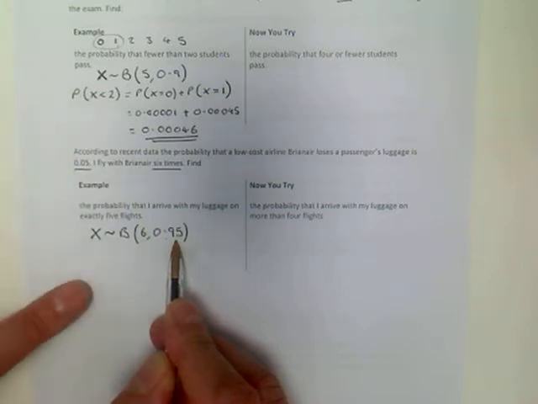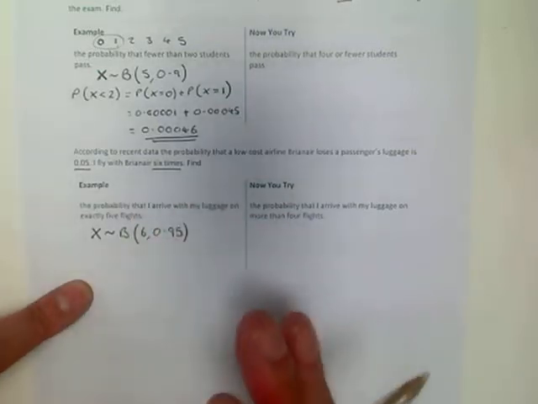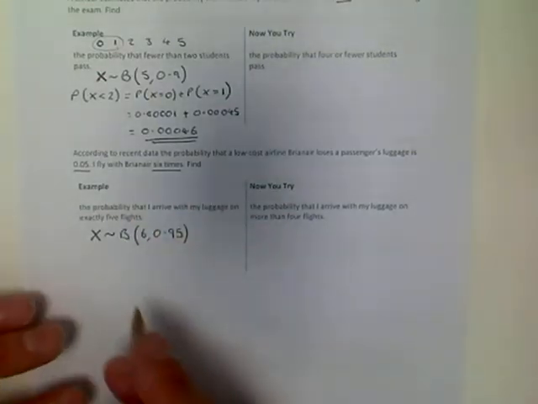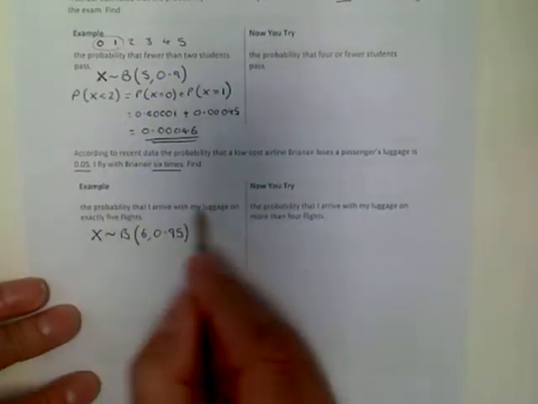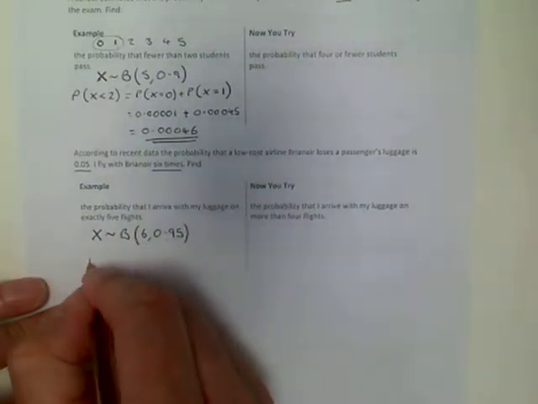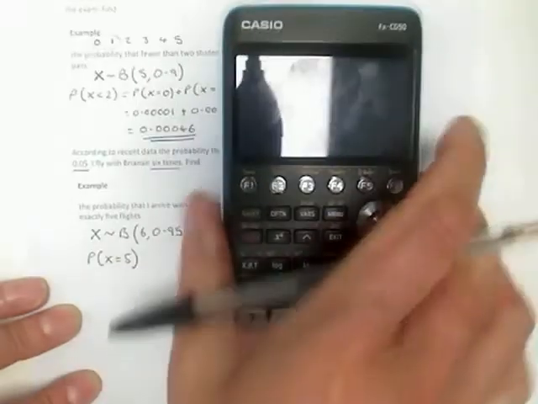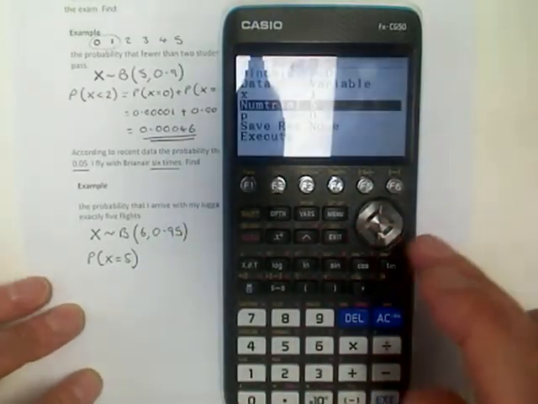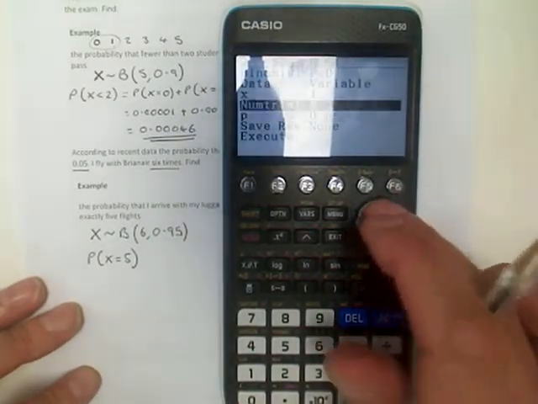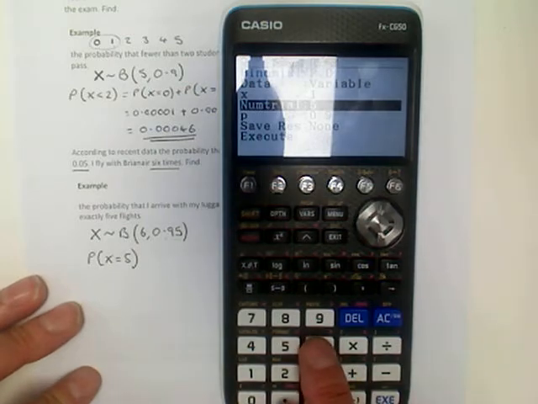So I think that's something to be very, very careful about, and interpreting the question and understanding it is very key. Probability that I arrive with my luggage on exactly 5 flights, so I'm looking for the probability of x being equal to 5. I've now got it nice and straightforward. I've got everything I need to just whack it in the calculator.